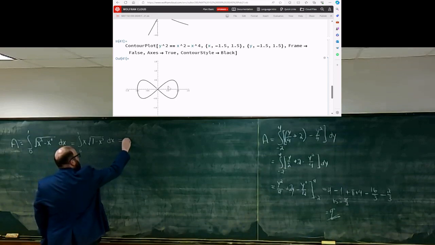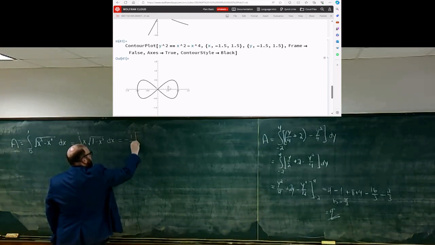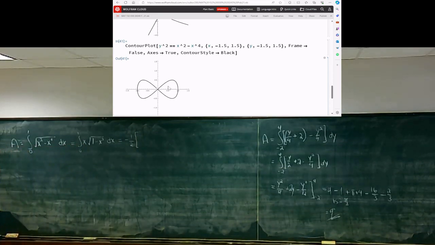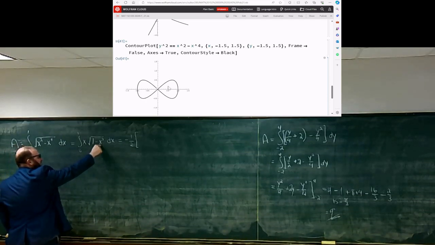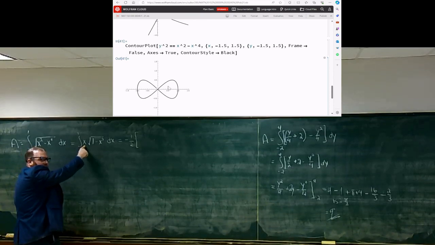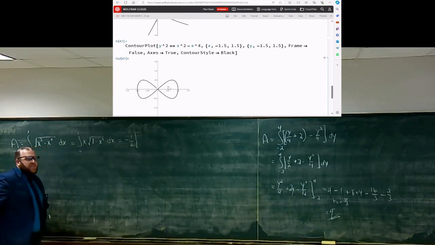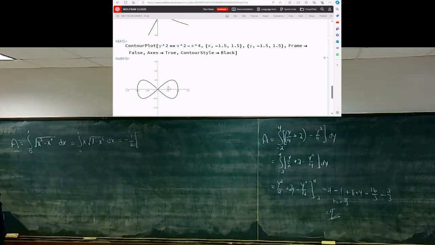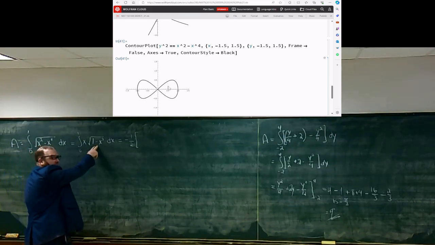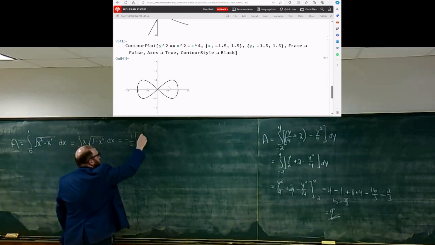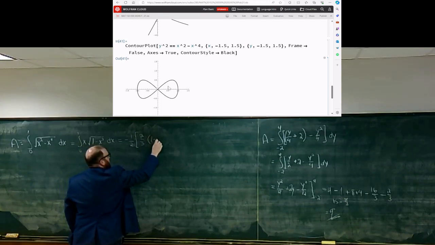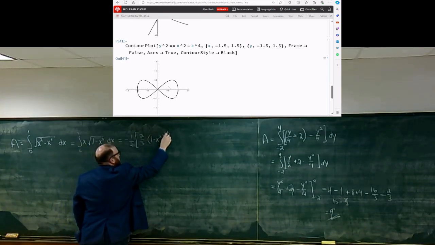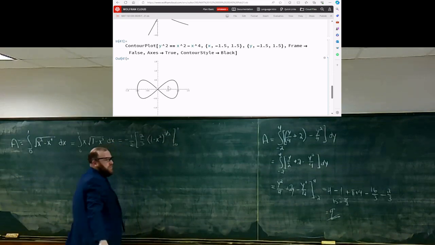So I need a negative 1/2, right, because it's negative 2x dx. I need a negative 2 here. So minus a half. Then it's just u to the 1/2. So 2/3 u to the 3/2 from 0 to 1.